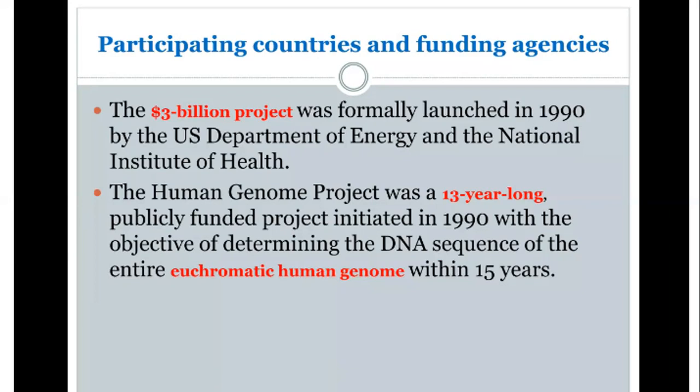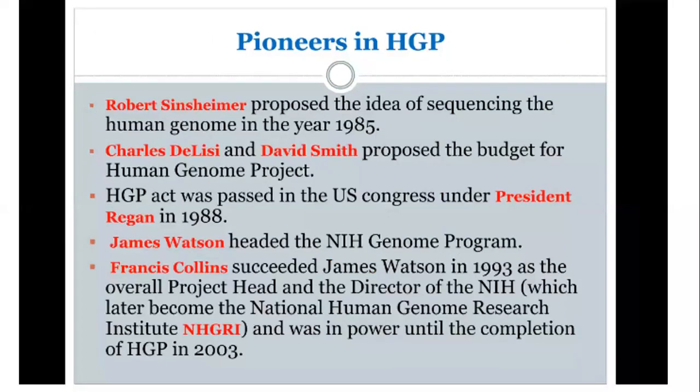So the whole project was completed in 2003. Then there are a few scientists who were the pioneers in the Human Genome Project. The first one who gave the idea of the Human Genome Project was Robert Sinsheimer in 1985. Then there are two scientists who proposed the budget of the Human Genome Project, Charles DeLisi and David Smith.